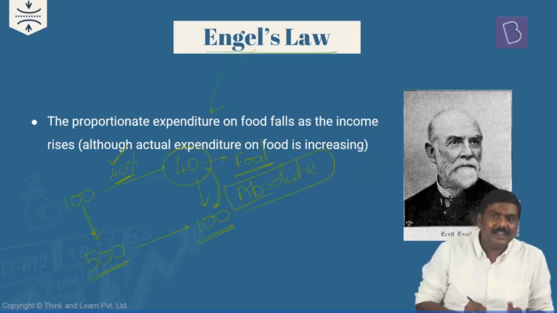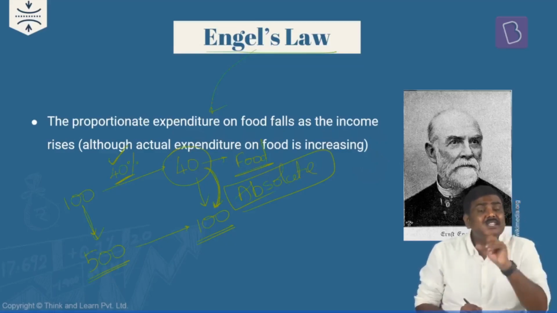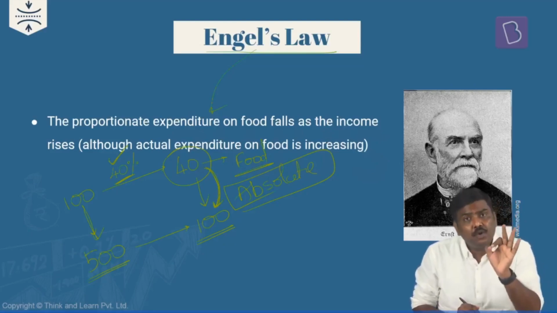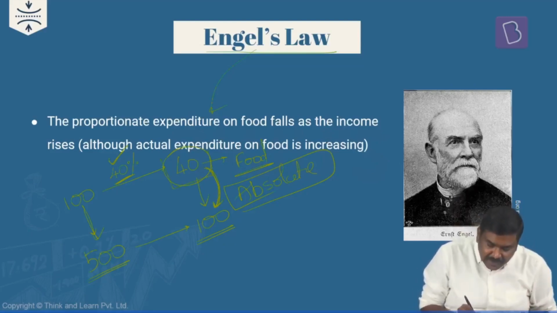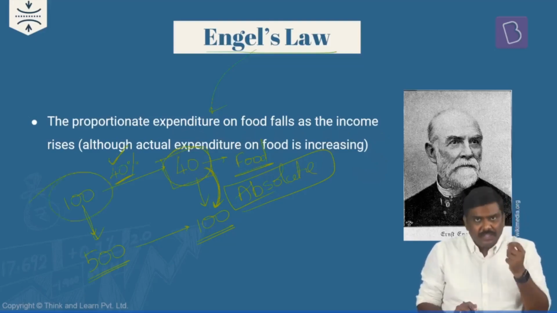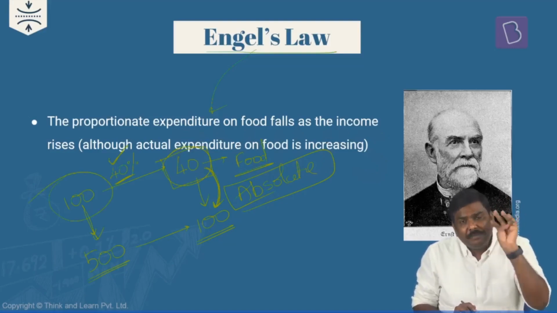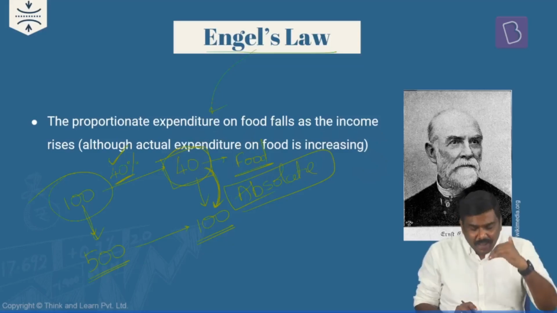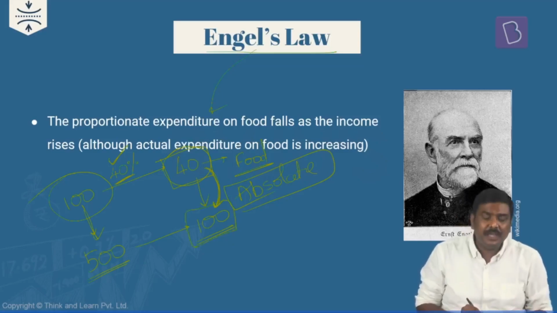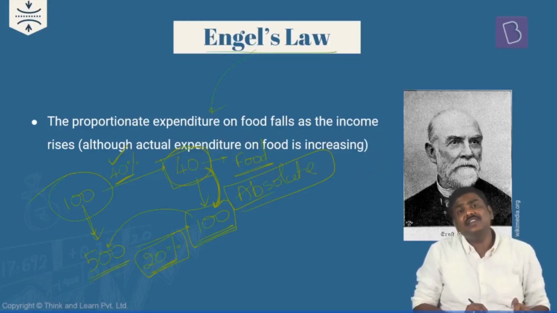So when the income has increased, the expenditure on essentials also has increased, but it is not increasing in the same proportion. Earlier, the expenditure on food comprised 40% of the income. Is it okay? The expenditure on essentials such as food comprised 40% of the income. But now, since he's spending 100 rupees, 100 out of 500 will be just 20%. Is it okay? 100 out of 500 is just 20% of his income.